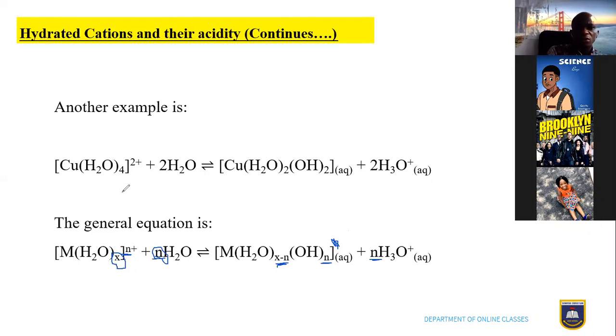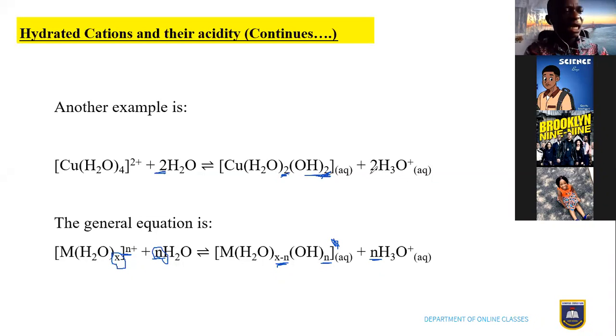It is copper, 4 moles of water. The charge is +2, copper 2, so you added 2 moles of water. Now, if you need to take away the +2 charge, then you need 2 moles of the hydroxide, because each one of them is -1. Since X is 4, there has to be 2 moles of water here, so that if you add 2 to N, 2 to 2, it will give you the 4. Then plus 2 moles of hydronium ion.